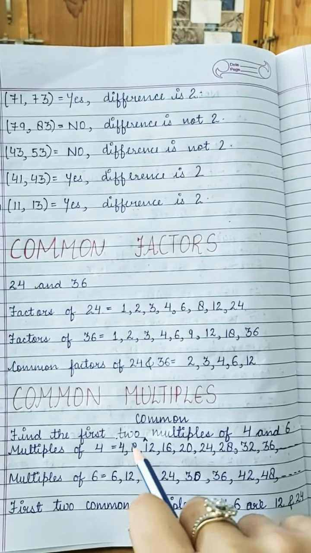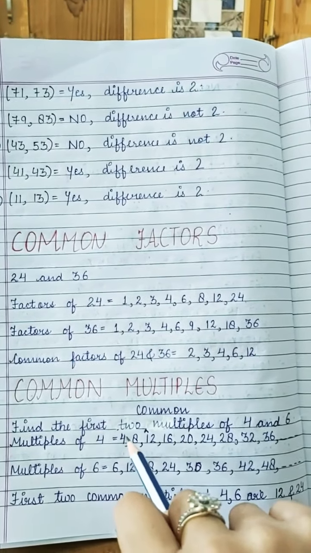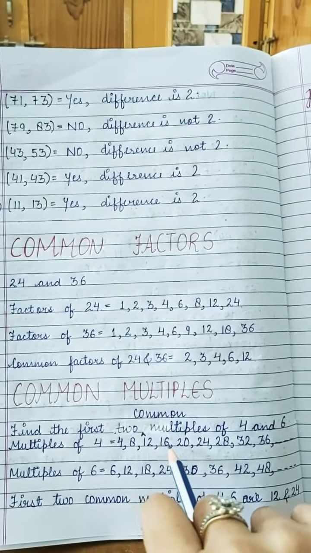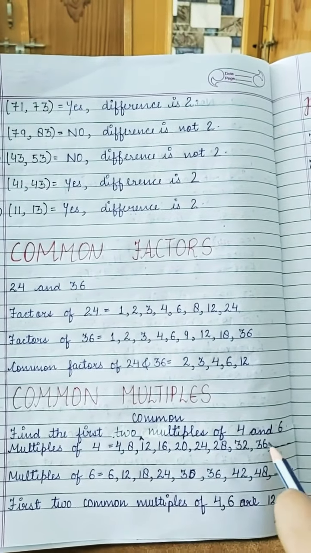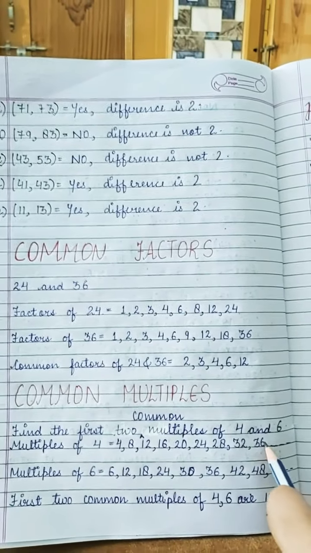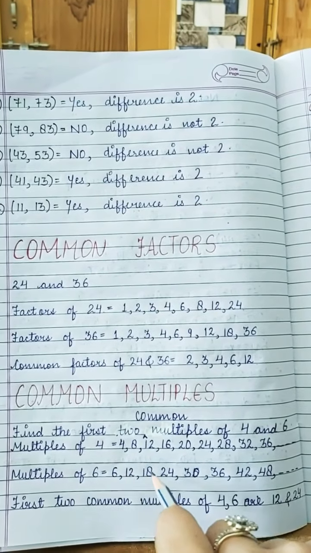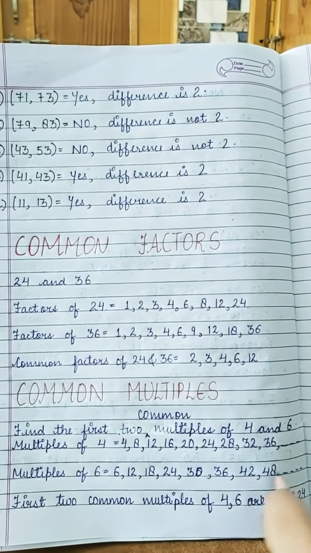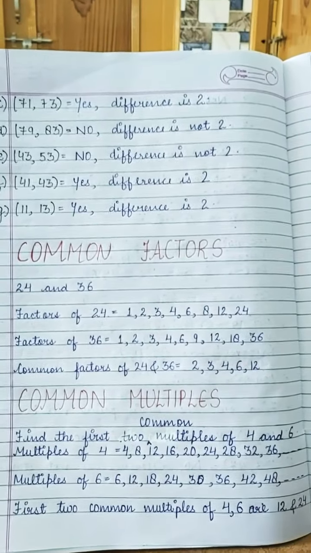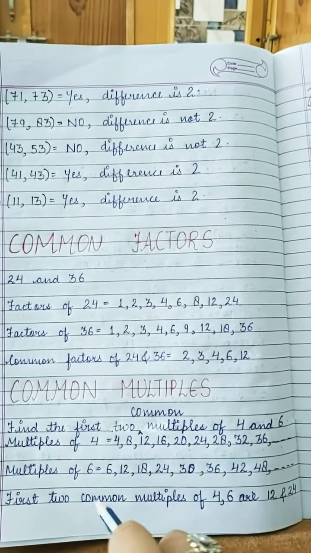4 ones are 4. Simply you have to write the table. 4 ones are 4, 4 twos are 8, 4 threes are 12, 4 fours are 16, and so on. I have written the multiples up till 36. Now the multiples of 6: 6 ones are 6, 6 twos are 12, 6 threes are 18, 6 fours are 24, and so on up till 48, and so on. There are infinite multiples, never ending.